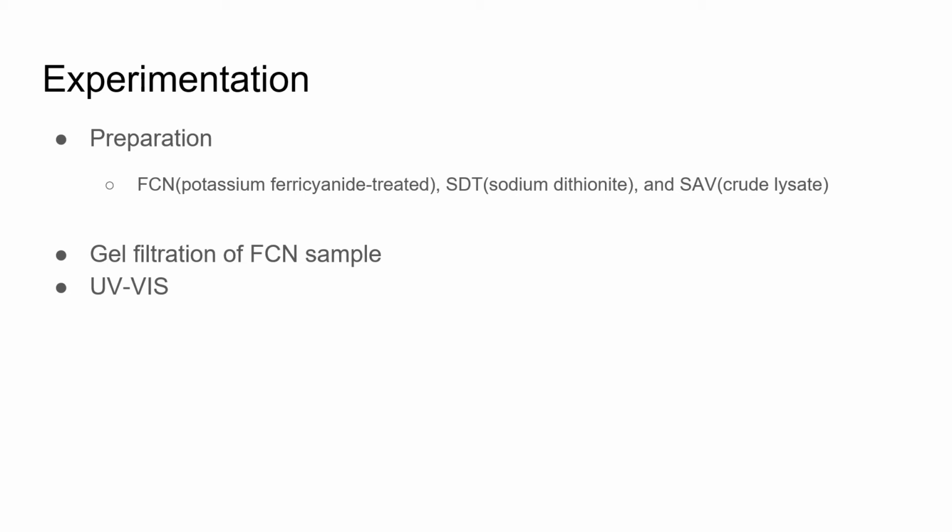After we prepared all those samples, then we performed a gel filtration of the FCN sample. This effectively removed any possible potassium from our sample, so we were just left with that oxidized myoglobin sample. And then after that, we performed UV-Vis on all three of those samples, and we could then calculate the exact concentrations from those absorbances at different wavelengths to understand what exactly that experimentation did to those samples.